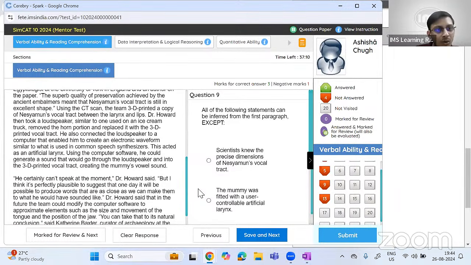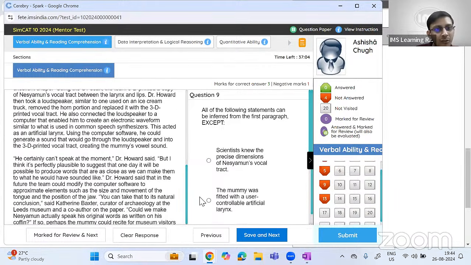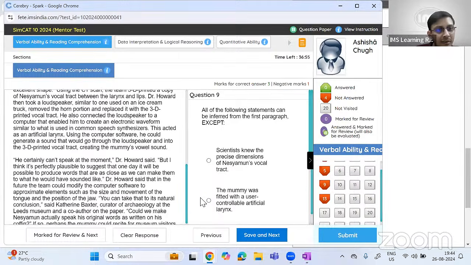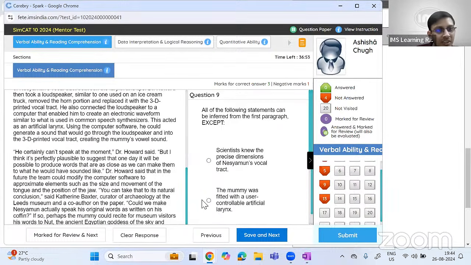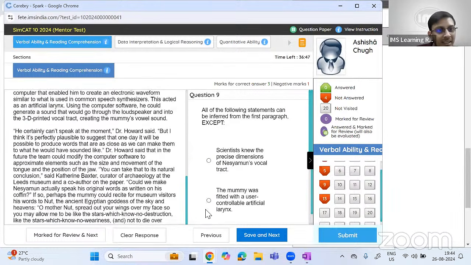They took a loudspeaker similar to the one used in an ice cream truck, removed the horn, and replaced it with the 3D printed tract. It was also connected to a computer that enabled him to create an electronic form similar to what is used. This is an artificial larynx. It could generate a sound through the loudspeaker into the 3D tract, creating the mummy's vowel sound. He can't speak at the moment.